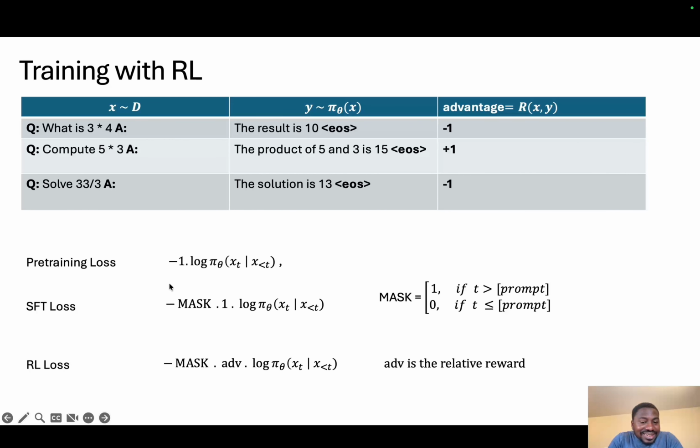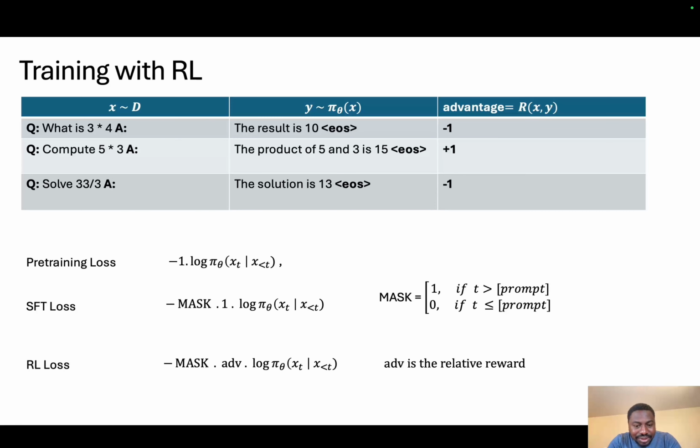RL loss is very simple because what it does is we generate some data in an online manner, we assign some reward, and instead of the SFT loss, we simply replace this one. Remember, pre-training loss is really just -1 multiplied by this, because it's 1 for the actual next token. SFT loss extends that, and RL is basically replacing this 1 by the advantage, right? Which is basically saying when we did something bad, we get maybe -1 here, which lowers the probability of this token or action. And when we do something good, we get +1, which is encouraged.